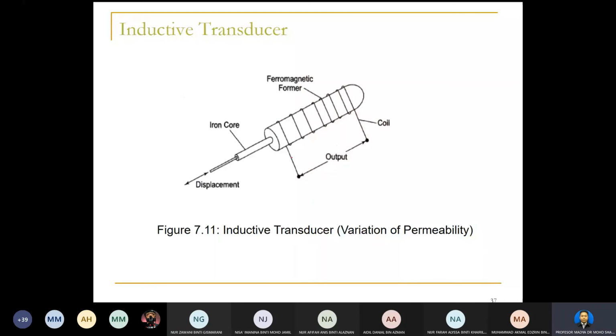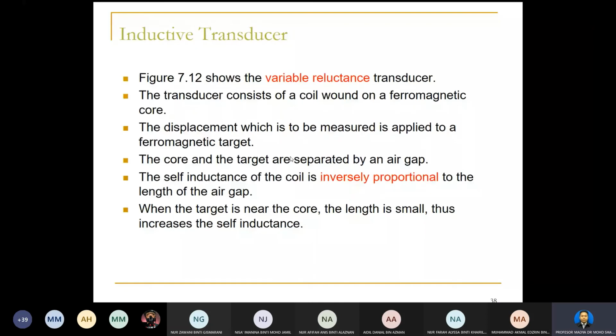Okay, so figure 7.5 shows the variable reluctance transducer. The transducer consists of the coil wound on the ferromagnetic core. The displacement which is to be measured is applied to the ferromagnetic target, and the core and the target are separated by the air gap. The self-inductance of the coil is inversely proportional to the length of the gap. So when the target is near to the core, the length is small, thus the self-inductance increases. Okay, so this is a variable reluctance transducer.